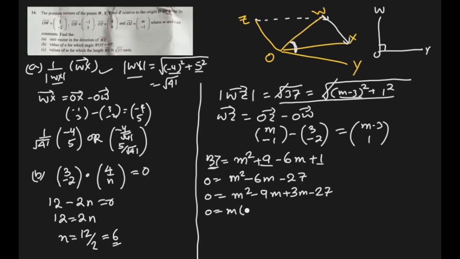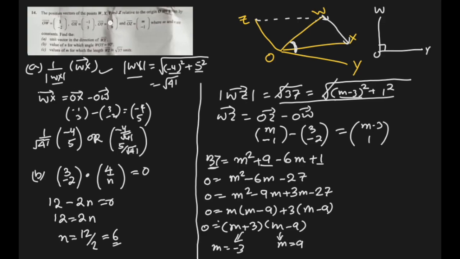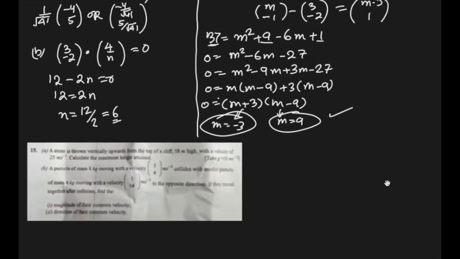So it is (m + 3)(m - 9). This gives us m equal to minus 3. This gives us m equal to 9. And they said m and n are constants. And the C part says values of m, not value. That means both of them are acceptable to us. These are the answers. Let's go to question number 15 and the final one.